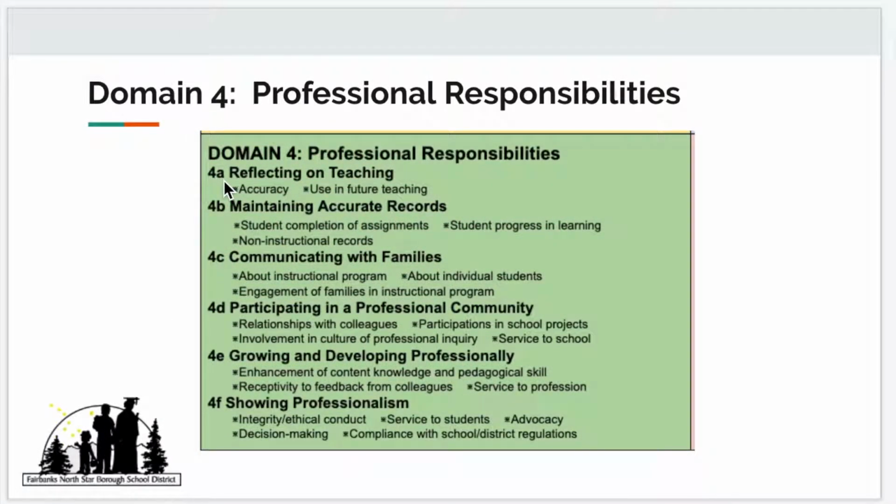The components in Domain 4 represent the wide range of a teacher's responsibilities outside the classroom. These include 4A, reflecting on teaching, 4B, maintaining accurate records, 4C, communicating with families, 4D, participating in a professional community, 4E, growing and developing professionally, and 4F, showing professionalism.